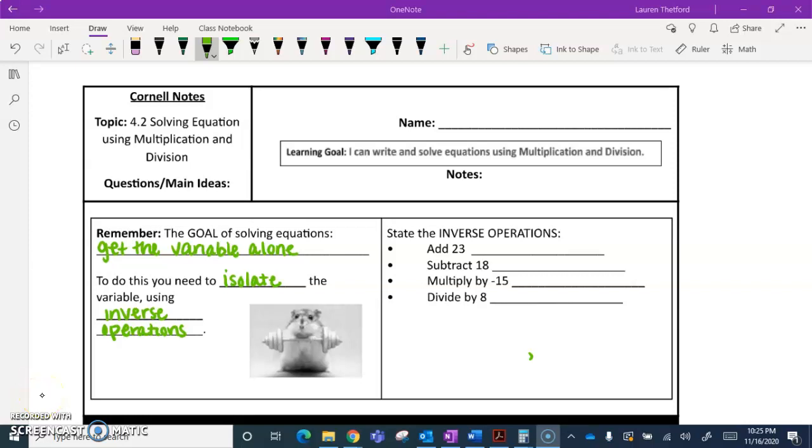All right, topic 4.2, solving equations using multiplication and division. This leads us to our learning goal: I can write and solve equations using multiplication and division.